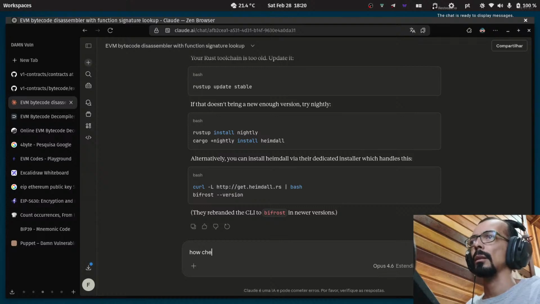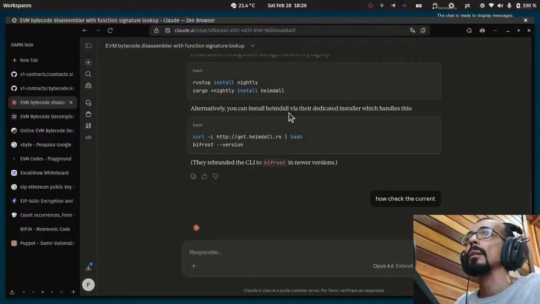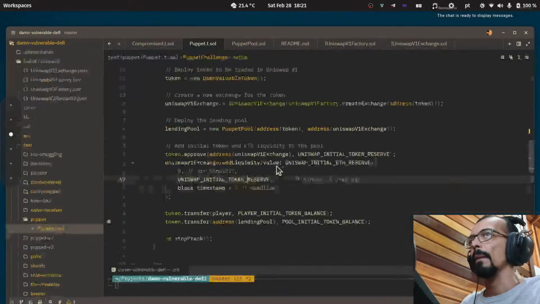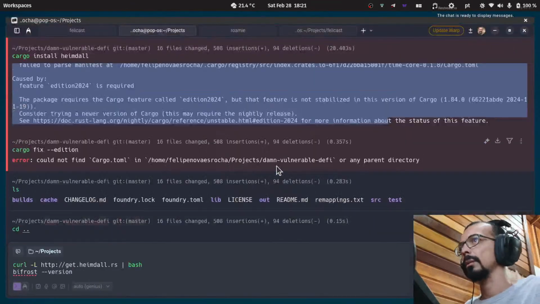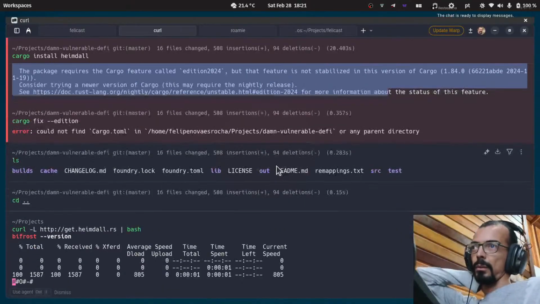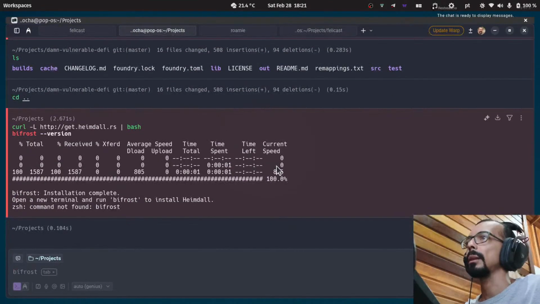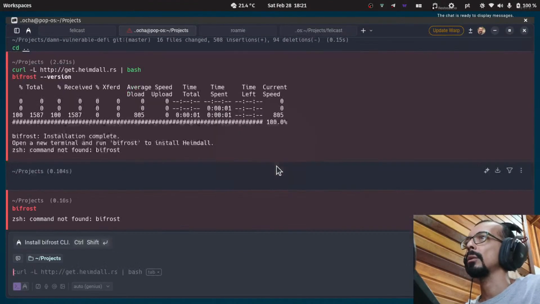How to check the current version... install via the dedicated installer which handles these. Oh, okay. Yeah, I think that's the right approach. They rebranded the CLI to Bifrost in the newer versions. Okay, so let's try the script. Installation completed. I need to open a new terminal, right?